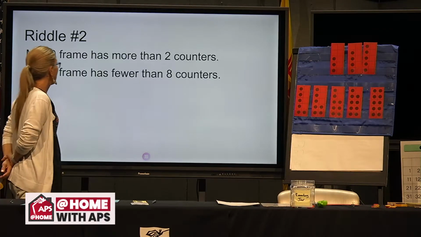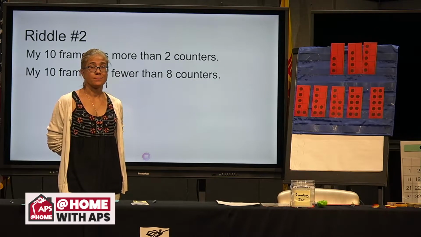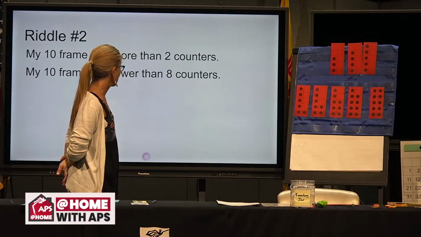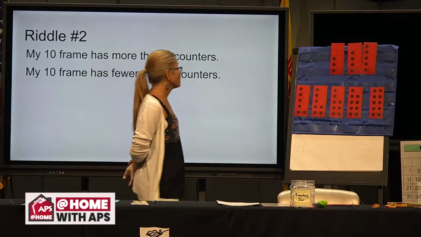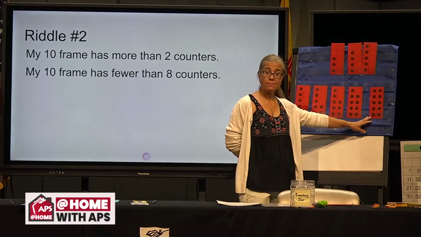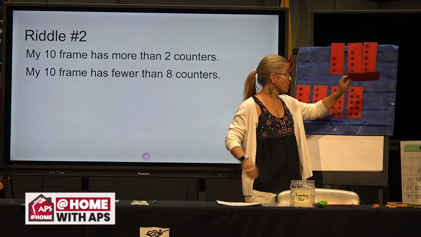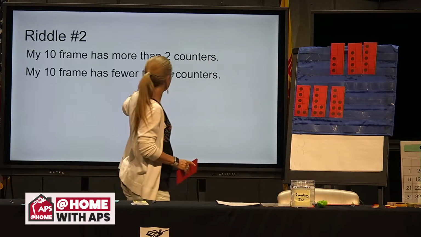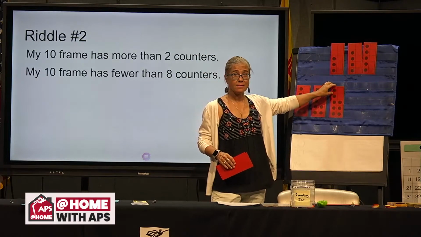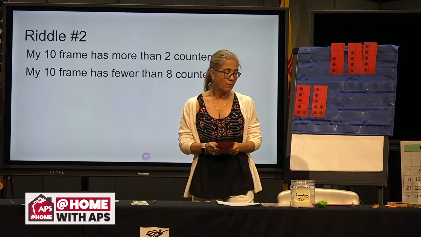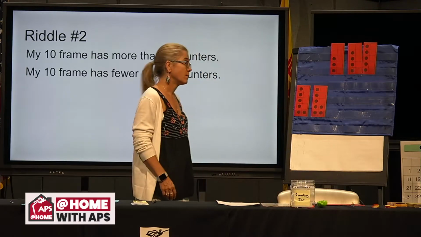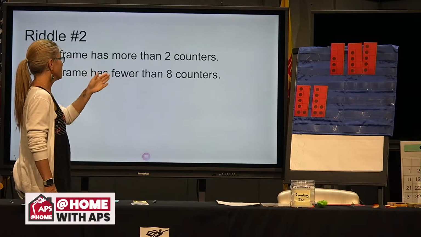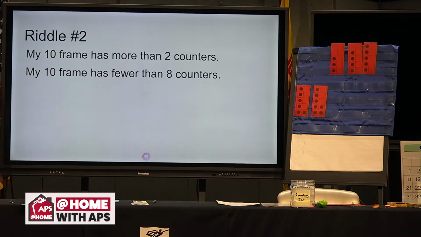My 10 frame has fewer than 8 counters. So you probably have to take a few off of your frame if you're building this at home, right? Fewer than 8 counters. So does that rule out 10? 10 has more, so it would not fit that. 9 is more. And 8, it says fewer than 8, so it can't even be 8, can it? So you could take off 2 counters off your frames. And we know from our other clue that it's got to be more than 2. So we're somewhere in between 3 and 7 again.